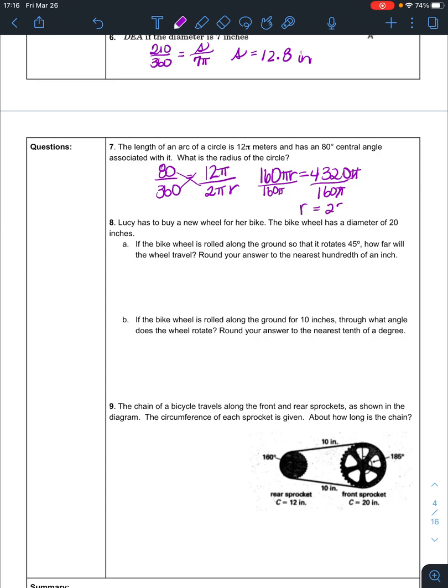And you get that 27. So the radius is 27. Now you can use pi d if you want to, and then you just have to remember to divide by 2. So you just have to pay attention to whether you're solving for the diameter or the radius.